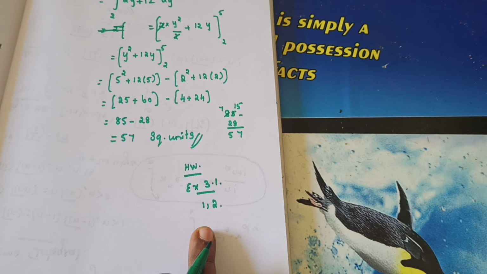Next one is for the region bounded by a curve, by the lines. One line is given: y is equal to 1 and y is equal to 3, and the y-axis. So the first problem is related to example 3.1. The second problem is related to example 3.2. So two problems you need to do as homework before the next class.